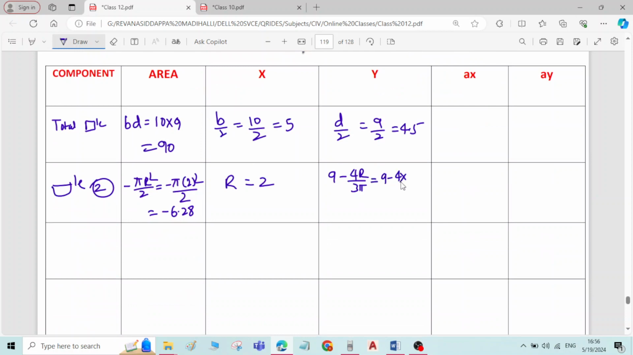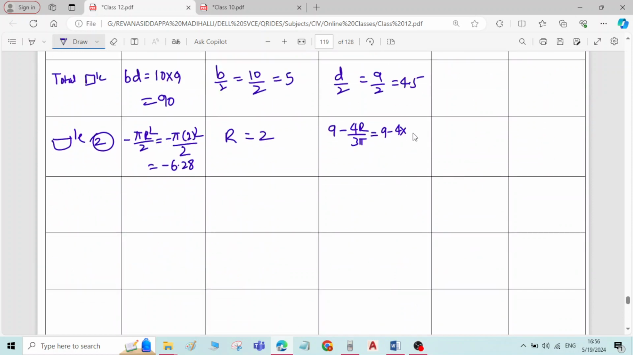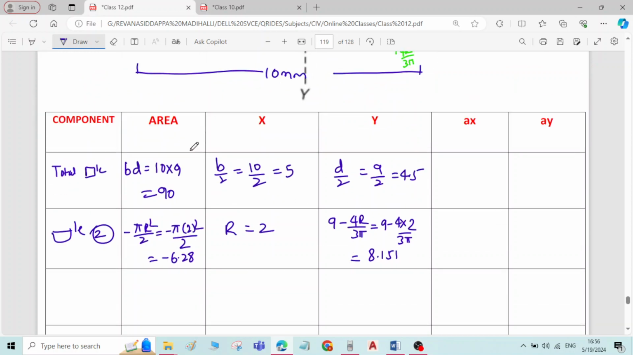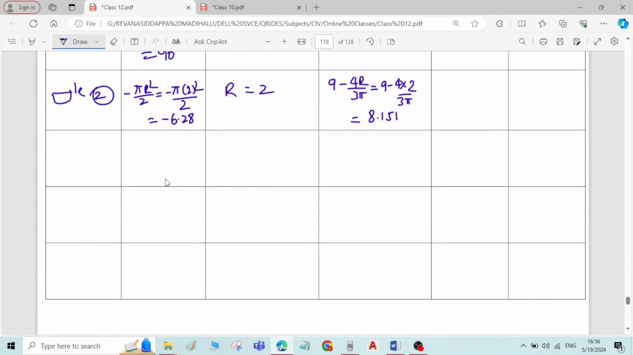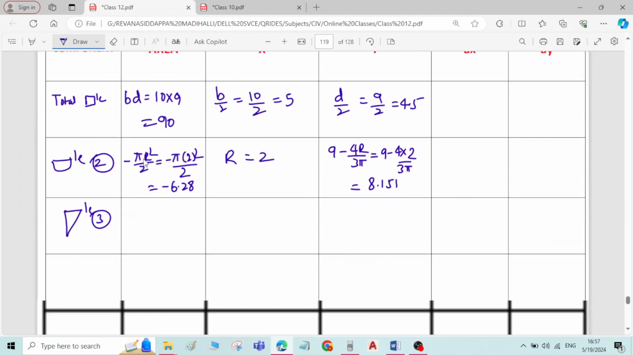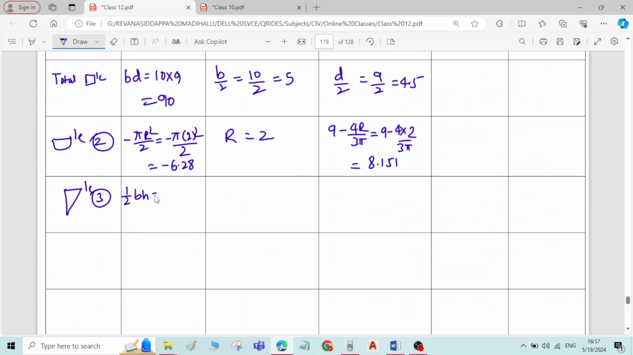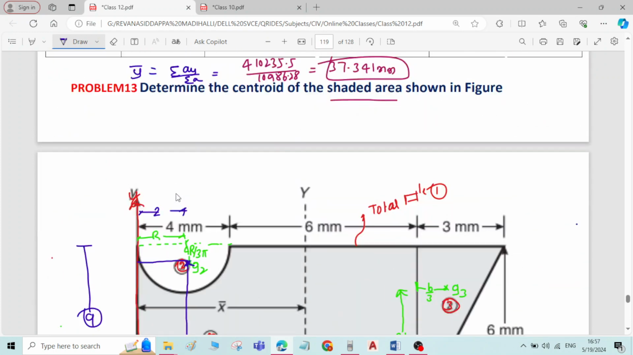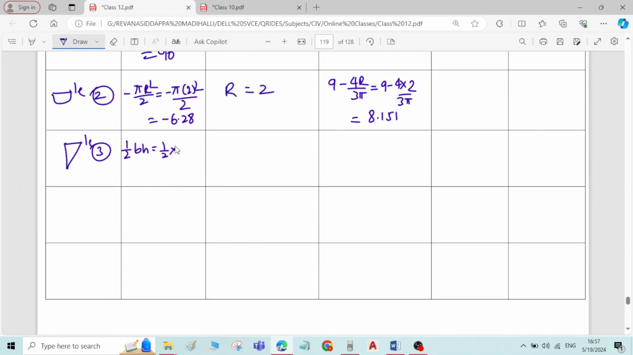9 minus 4 into radius 2 by 3 pi. Answer 8.151 millimeter. Then go for the next component, right angle triangle 3. Half into base into height. Half into base is 3 mm, height is 6 mm. Half into 3 into 6, 9 mm square.